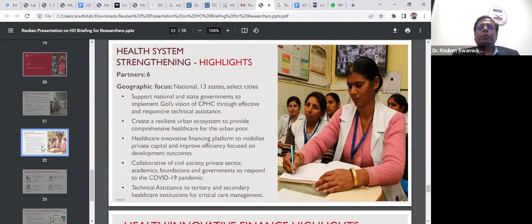The healthcare innovating financing platform that I spoke about earlier. Collaborations with civil society, private sector, academics, foundations, and governments to respond to the COVID-19 pandemic taught us many things, that you can also do those kind of collaborations in the real world or during non-pandemic times, which could be crucial. And at the same time, look to see how you can bring down costs or share costs in tertiary and secondary care institutions, especially for critical care management.